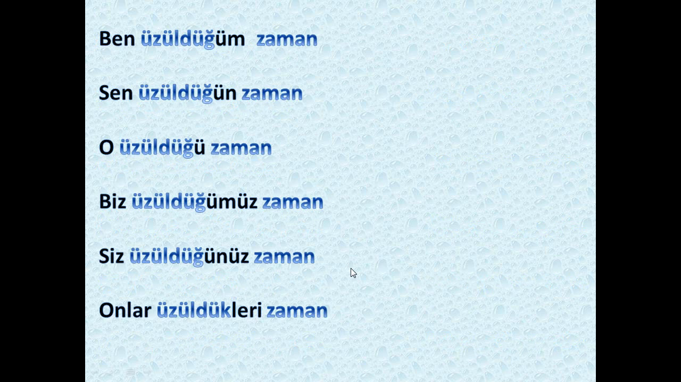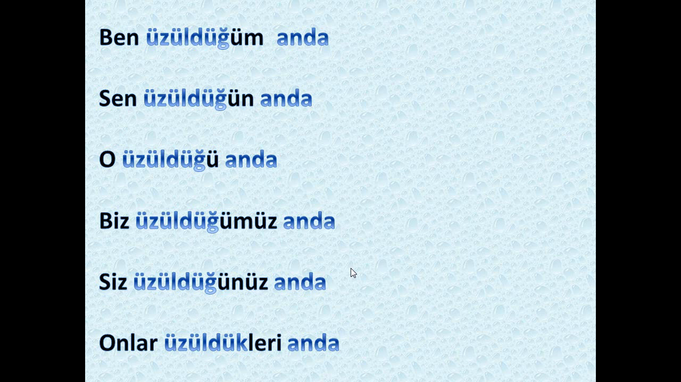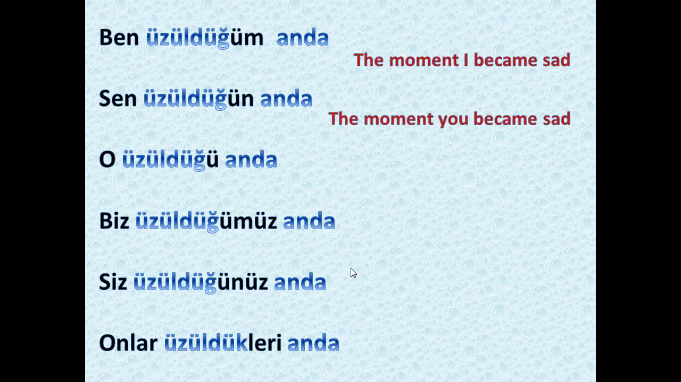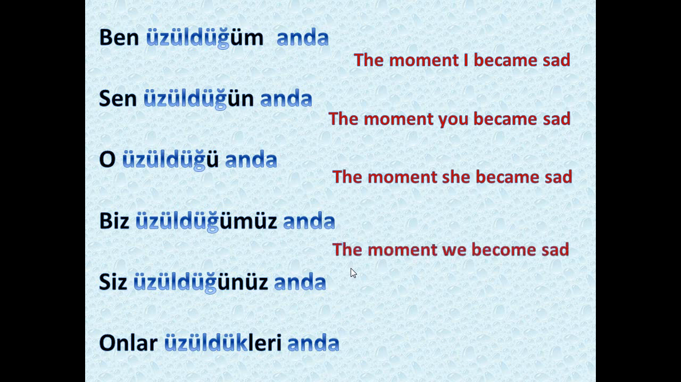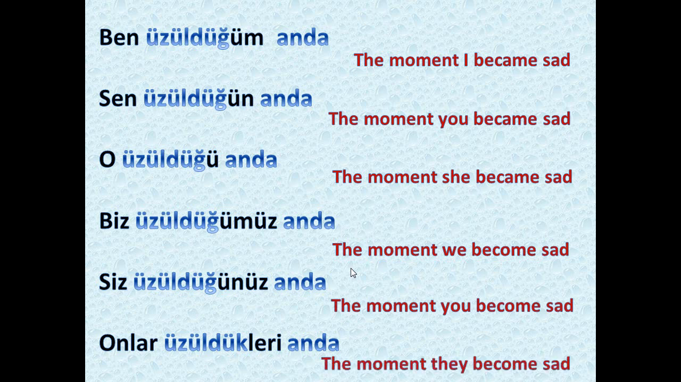Okay. As I said before, it can be for a present tense or past tense. Doesn't make a difference. You will understand that out of context. Ben üzüldüğüm zaman, sen üzüldüğün zaman, o üzüldüğü zaman, biz üzüldüğümüz zaman, siz üzüldüğünüz zaman, onlar üzüldükleri zaman. Ben üzüldüğüm anda, the moment I became sad, sen üzüldüğün anda, the moment you became sad, o üzüldüğü anda, biz üzüldüğümüz anda, siz üzüldüğünüz anda, onlar üzüldükleri anda.